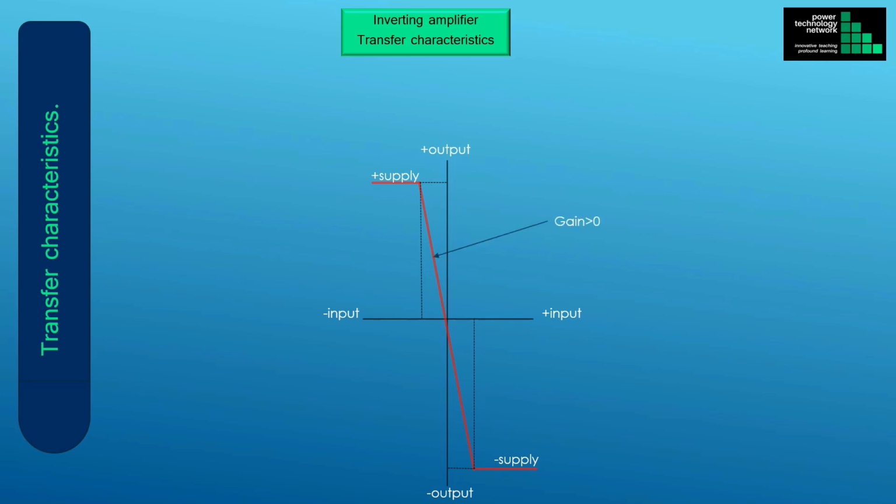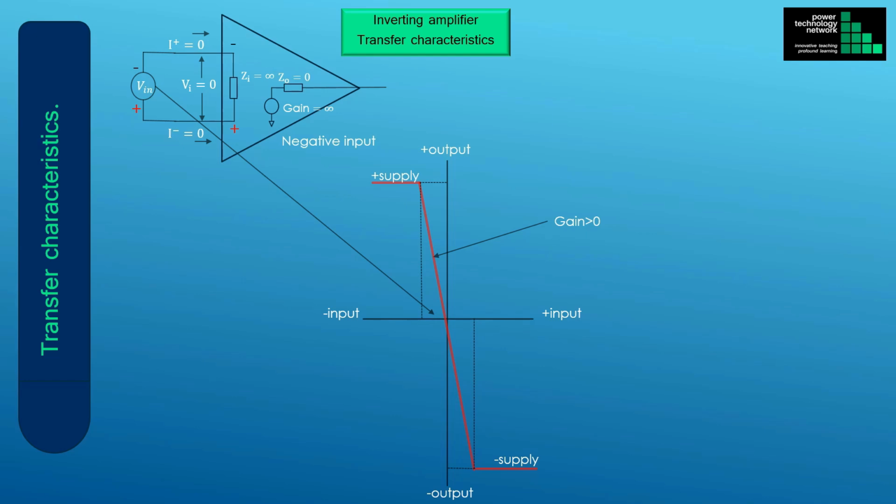The gain is negative for an inverting amplifier, because the gradient of the line is from top left to bottom right. As already shown in a previous slide, an amplifier is an inverting amplifier when the signal is applied to the negative terminal of the amplifier, and the positive terminal is grounded, making the positive terminal common to both the input and output circuits of the amplifier.